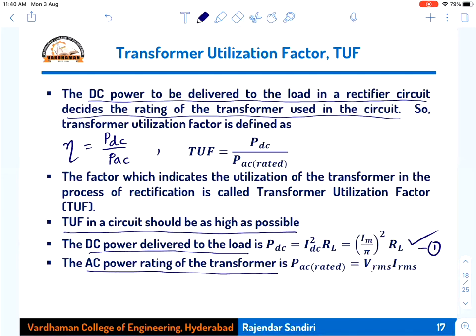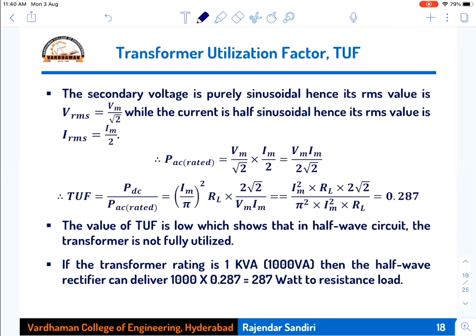Now what are VRMS and IRMS if you calculate? Next slide. PAC rated is VRMS into IRMS. Now we have to calculate what VRMS and IRMS are. That is where PAC rated and PAC differ, and we'll see the difference. I hope you understood PDC: it is the same, IDC square into RL, that is Im by pi whole square into RL. For PAC rated, the definition is power equals voltage into current, so PAC rated is equal to VRMS into IRMS. Now we'll substitute what VRMS and IRMS are in this formula.